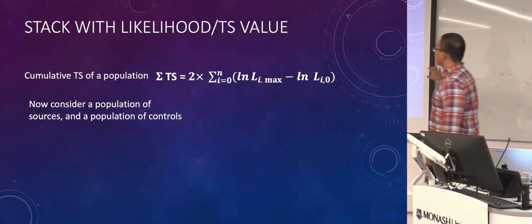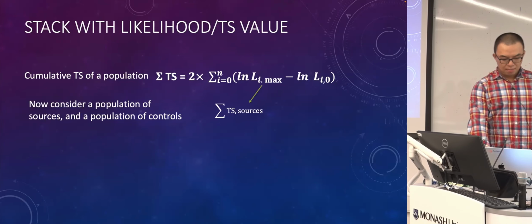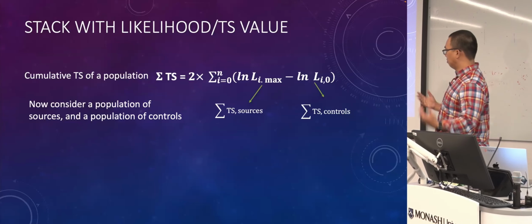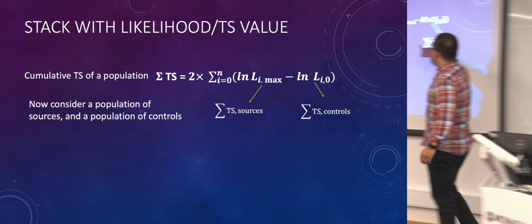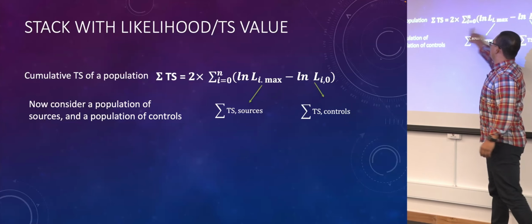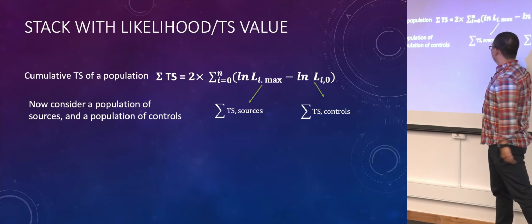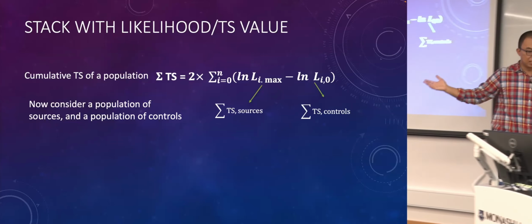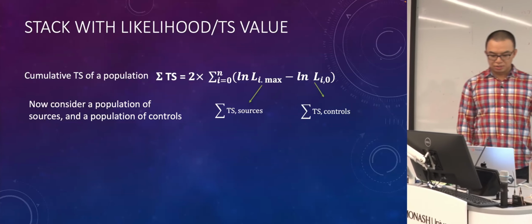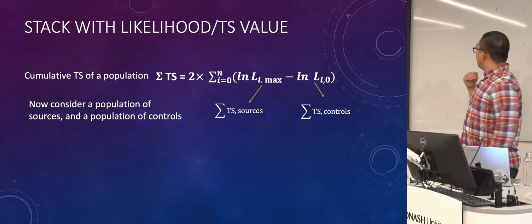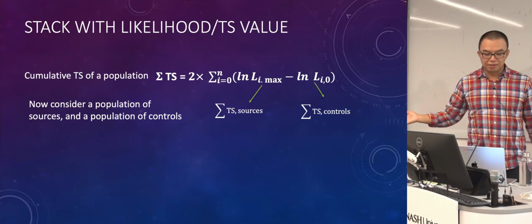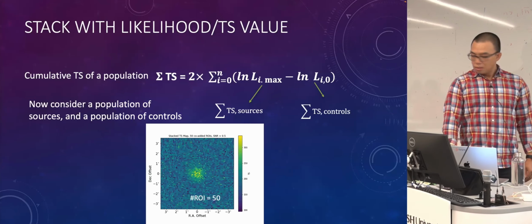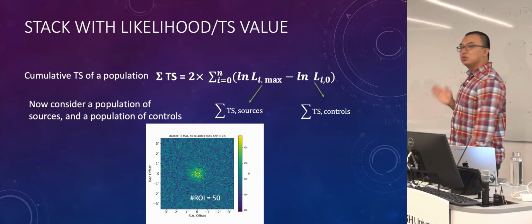And what happens now is that we can then consider the population of actual sources and the population of controls, or noise, or empty fields. This part can be considered as the TS value, or the maximum likelihood value of sources, and this part can be considered as the null hypothesis. So by comparing 2 different populations in this way, we can essentially determine if there's anything there within the noise that we want to discover. Right, so that's one way to visualize it.